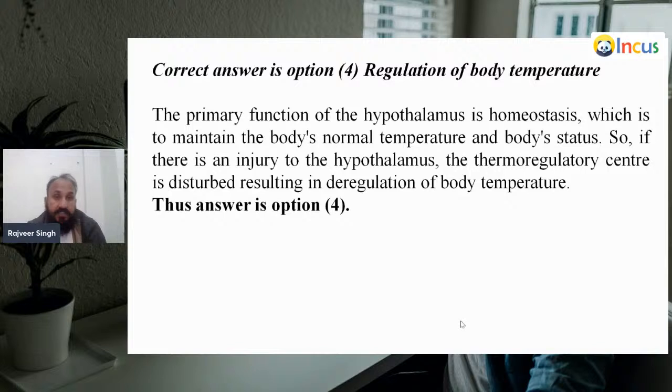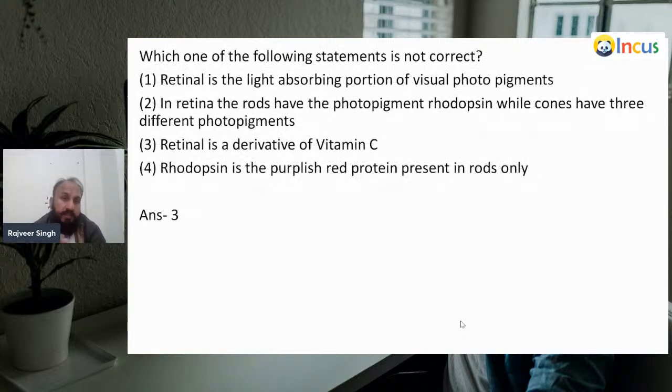This one is the right answer because the primary function of the hypothalamus is homeostasis, which is to maintain the body's normal temperature and the body status. So, if there is an injury to the hypothalamus, the thermoregulatory center is disturbed, resulting in the deregulation of the body temperature. So, answer will be fourth, regulation of the body temperature.